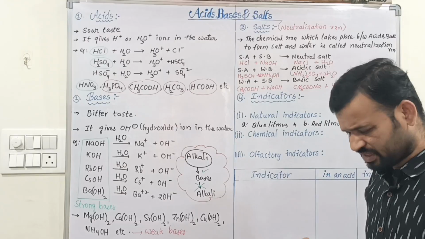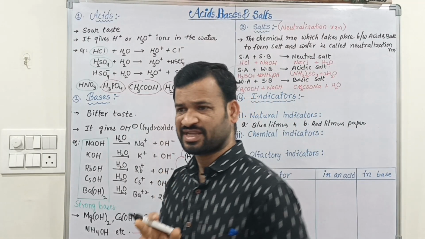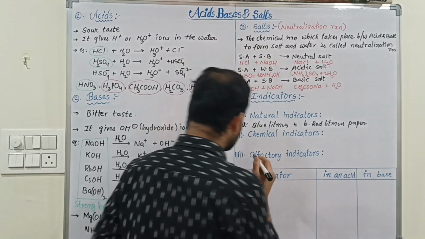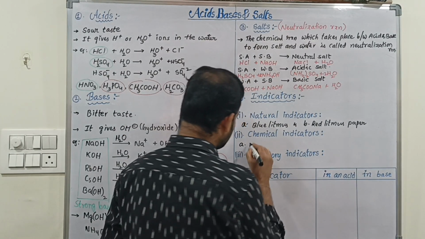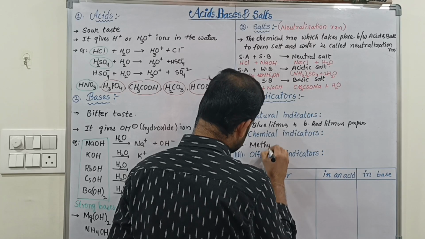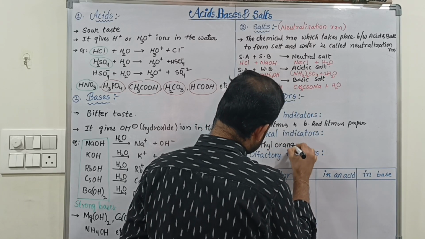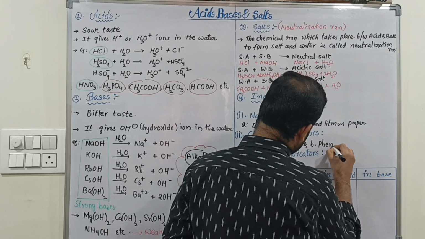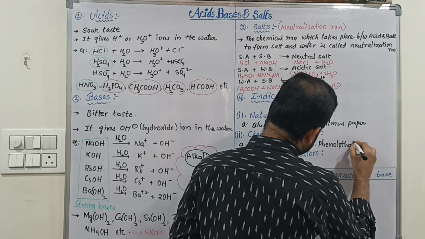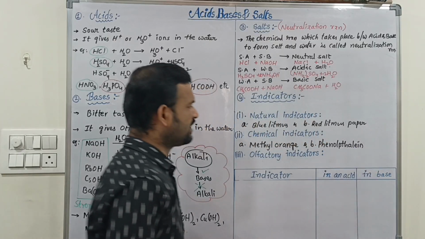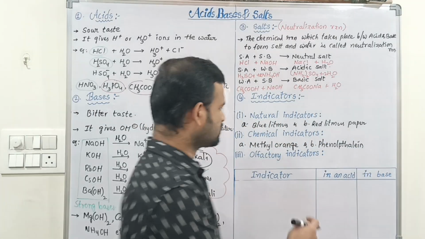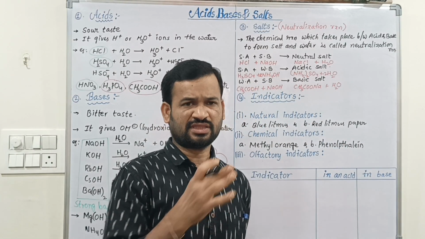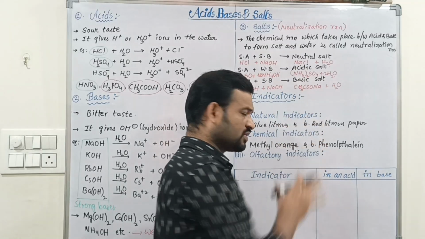Next, chemical indicators. Chemical indicators are also called synthetic indicators and artificial indicators. What are these? Very important. Mainly methyl orange and the second one, phenolphthalein indicators. Not only these two, some other chemical indicators are also there, but in this lesson we discuss these only.